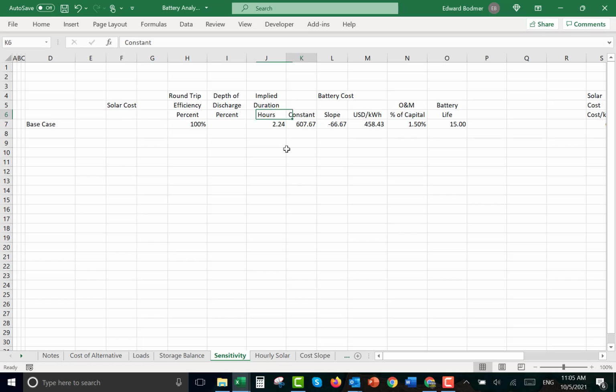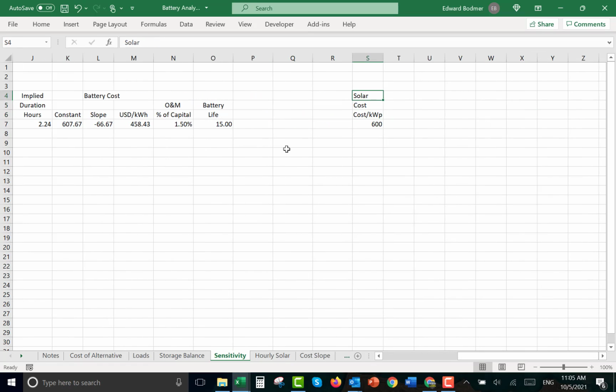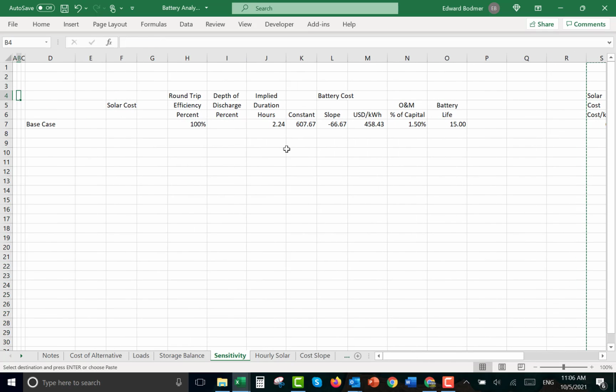And did I put the solar way over here? I put the solar way over here, so let's press Control X and move it over to this one. Okay. And we put our solar cost in. All right, that's the first thing. So I'm going to take this, and then maybe I could put a high solar case, a high solar cost.